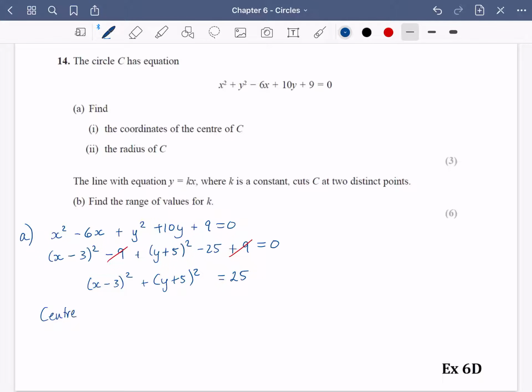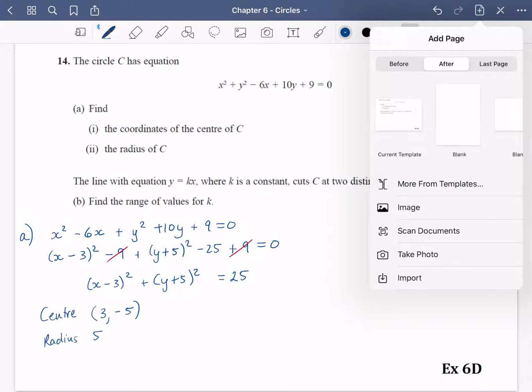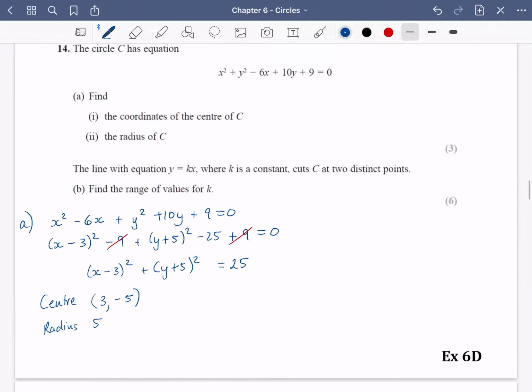So the center is going to be 3, minus 5, and the radius is going to be the square root of 25, which is 5. So we've got those first 3 marks for that question there. I'm just going to add in a blank page so I've got a bit more space.